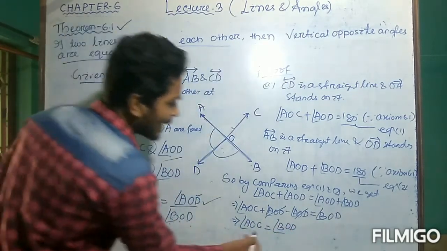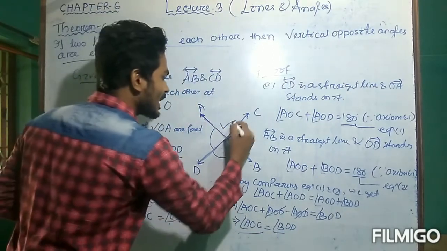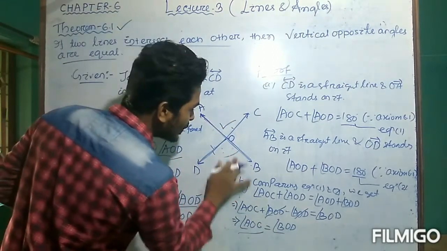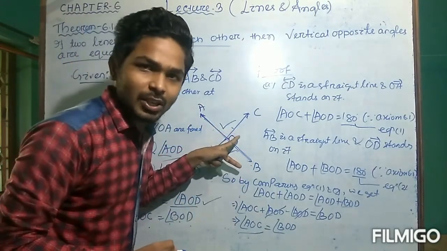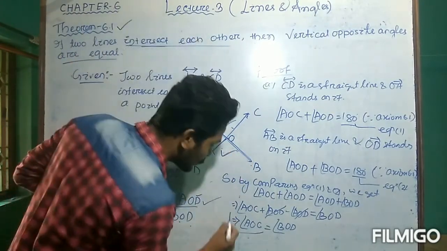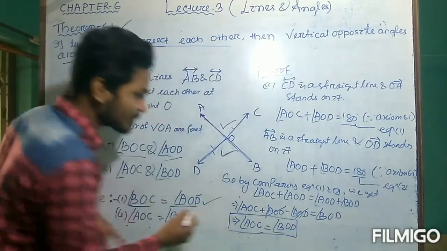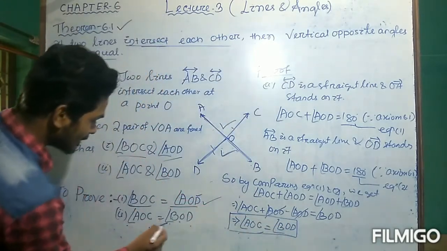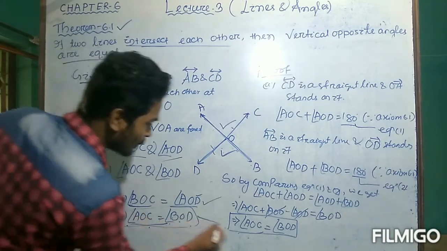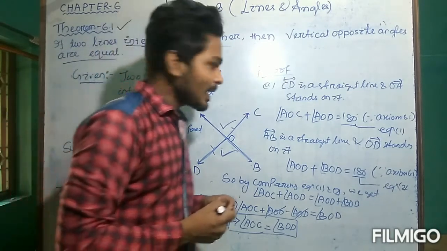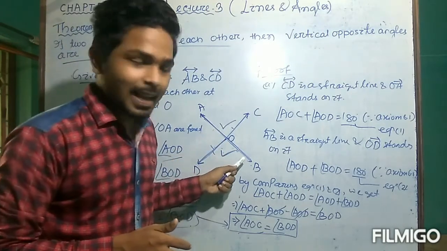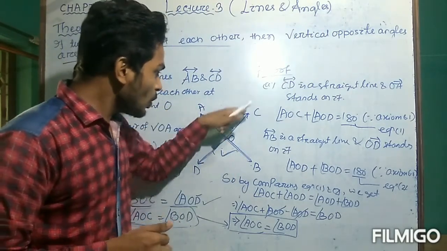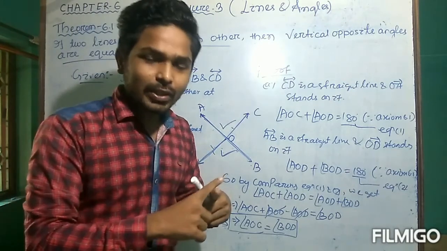Right? AOC, this angle is equal to BOD. These two angles are vertical opposite angles or not? Yes, they are vertical opposite angles, and we prove these two vertical opposite angles are equal. This is the second statement and we prove it. Understood? So in this way you can prove that the vertically opposite angles formed whenever two straight lines intersect each other are equal.